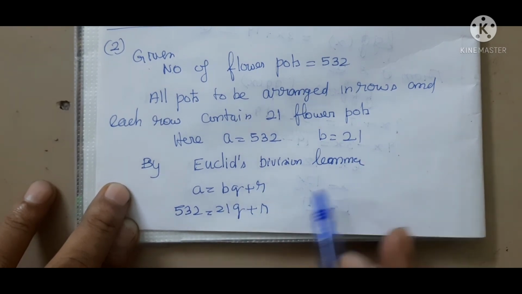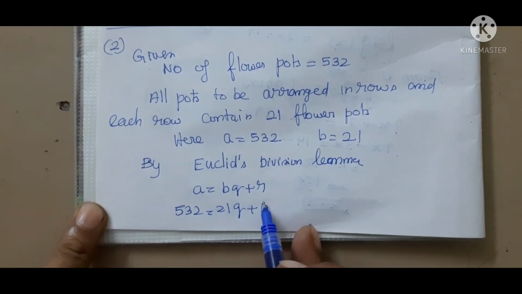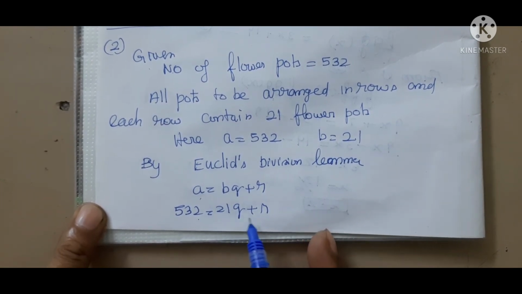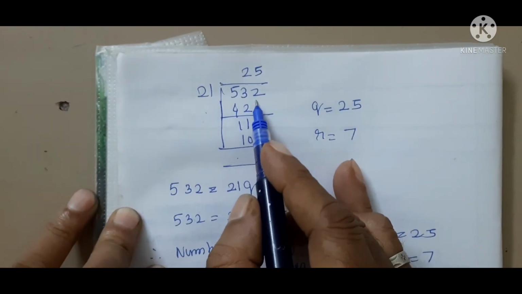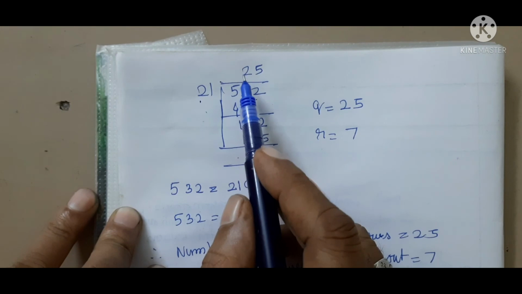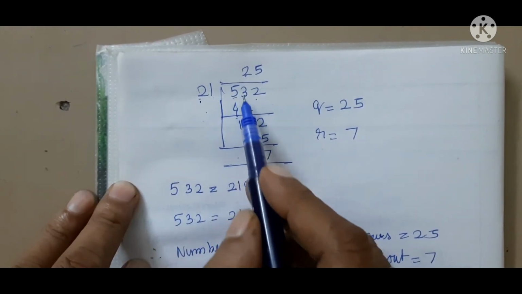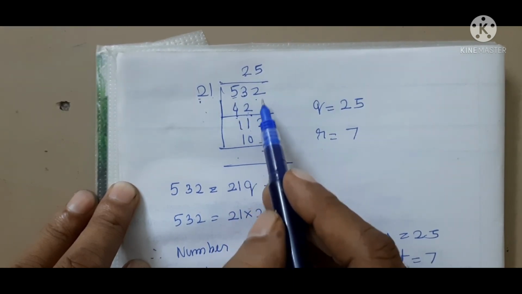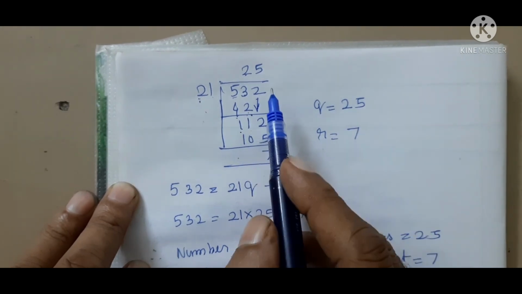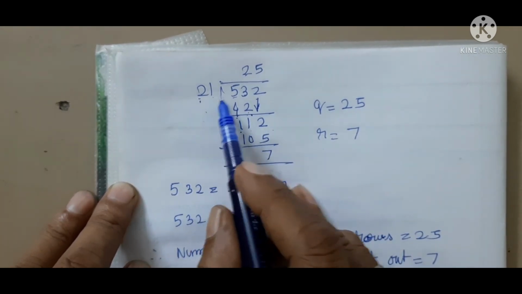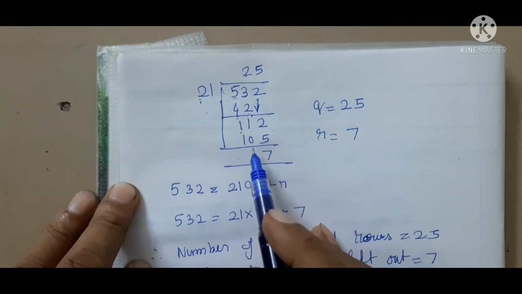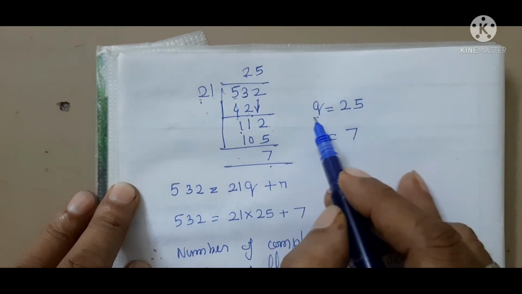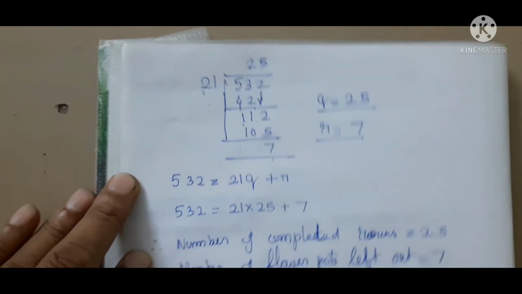By Euclid's division lemma, a is equal to bq plus r. 532 is equal to 21q plus r. 532 divided by 21. 2 into 21 we get 42. 53 minus 42: 3 minus 2 is 1, 5 minus 4 is 1. Bring down 2. 112 is divided by 21. 5 times 21 is 105. 112 minus 105 we get 7. Here the quotient is 25 and the remainder is 7.